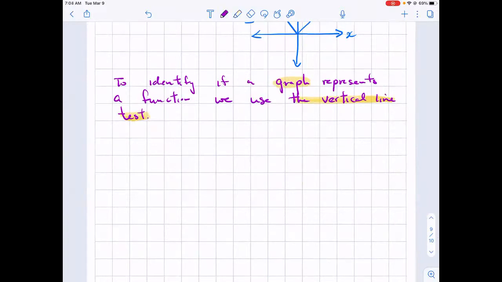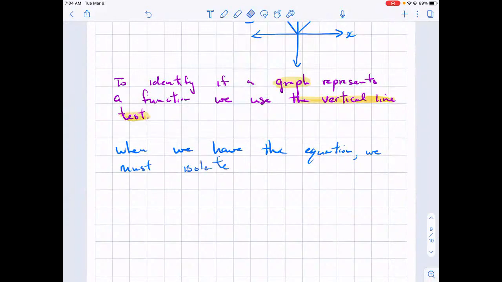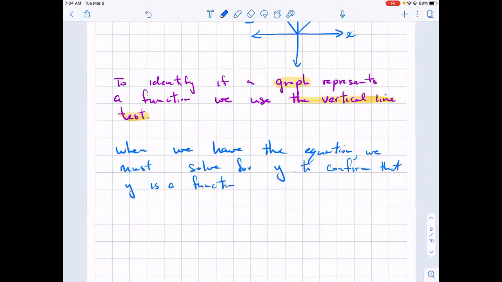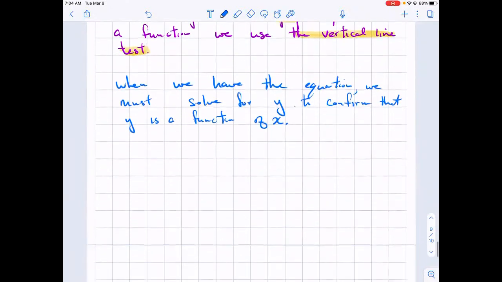Now, when we have the equation, okay? When we have the equation, we must isolate, or if you don't want to say, we must solve for y, okay, to confirm that y is a function of x.